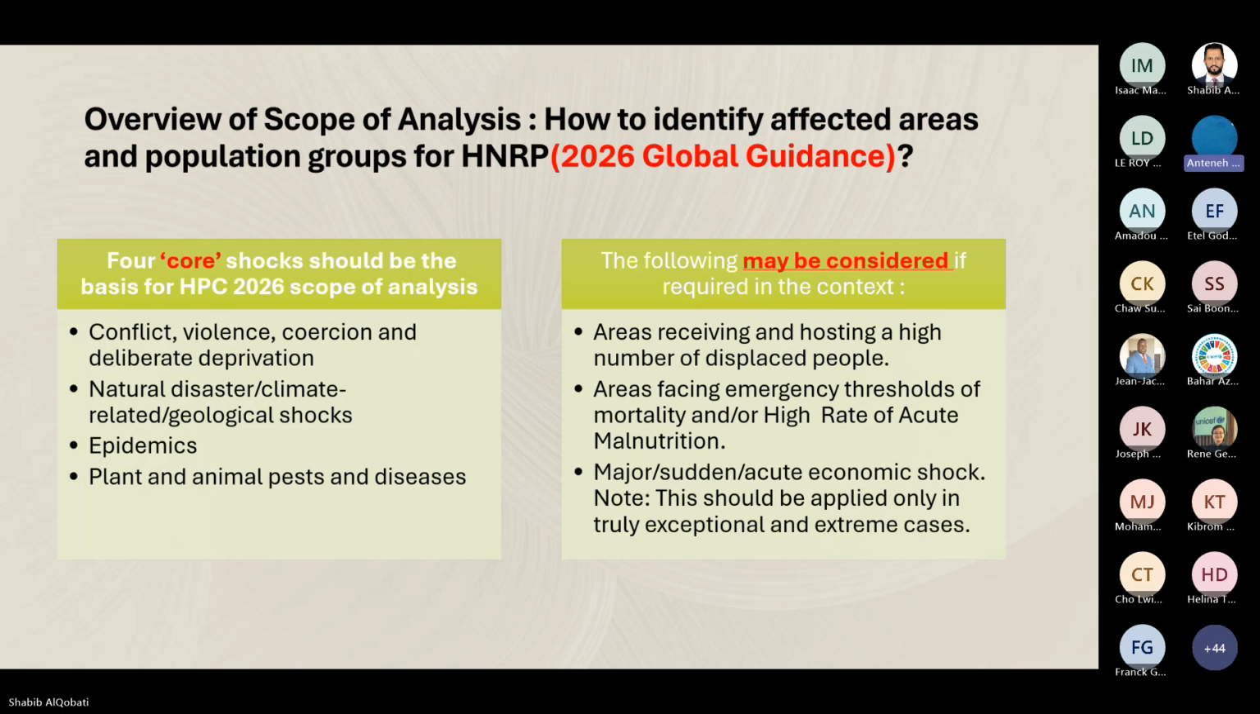And there could also be areas which are affected by major, sudden, acute economic shock. So this could be areas which are not directly affected by these core shocks, but they could be impacted by the overall socio-economic or the economic outlook within a specific country. So those areas can be included, but this is very exceptional, should be done with a lot of consultation with the humanitarian country team. Next.